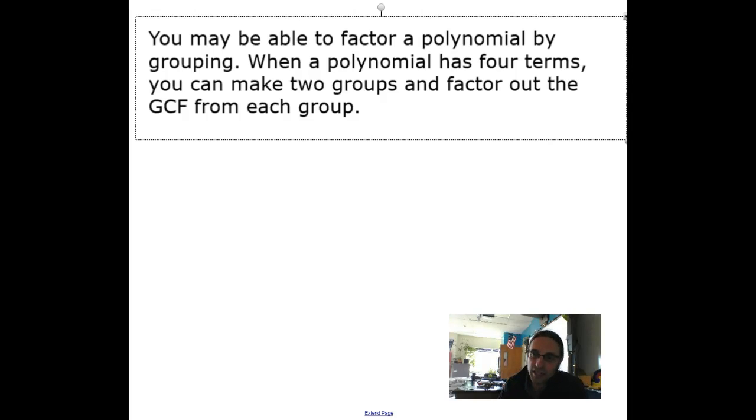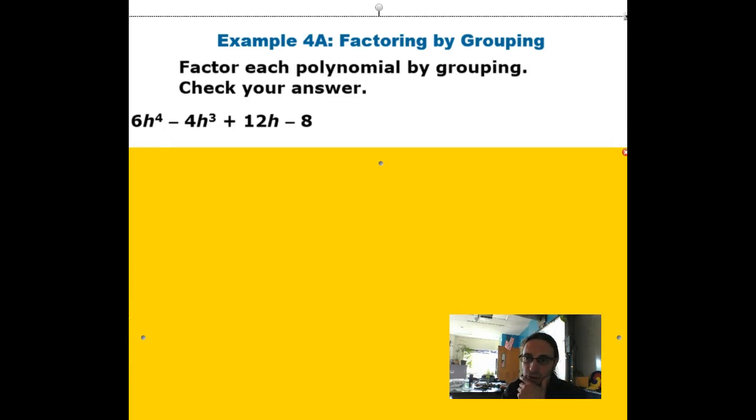All right, the last thing we need to do is what's called grouping. And again, finding common factors, and this is a two-step process. So what you're going to do is find a common factor in both, and then pull out a binomial factor from each term. It's really a cool thing. So in this one, it says factor each polynomial by grouping, and then check your answer.